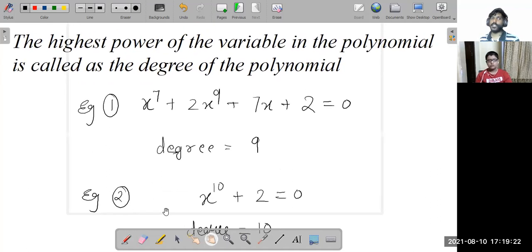So you have to keep one thing in mind. The highest power of the variable in the polynomial is called the degree of the polynomial. This definition is very important. Okay, I repeat, the highest power of the variable in the polynomial is called the degree of the polynomial.